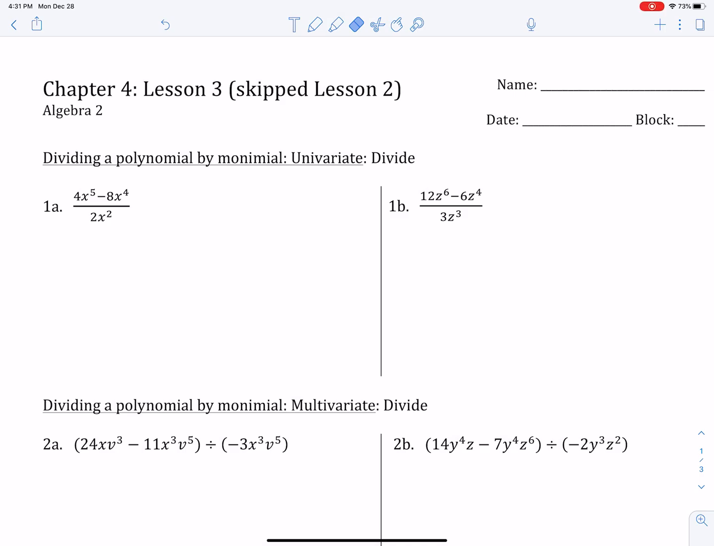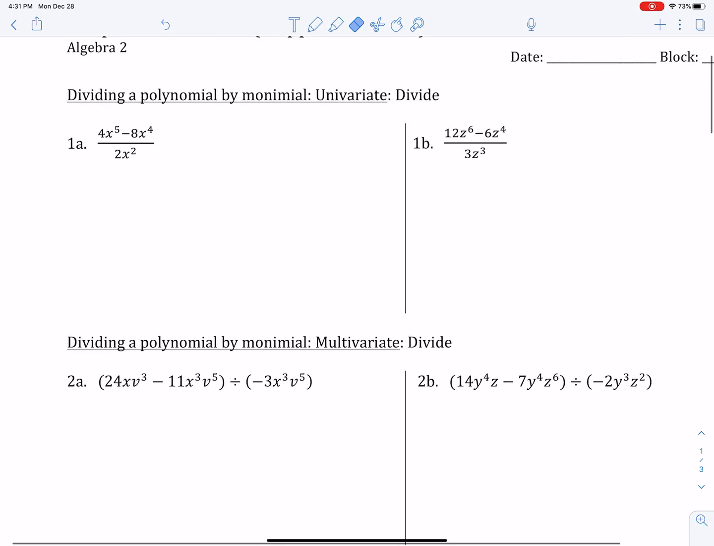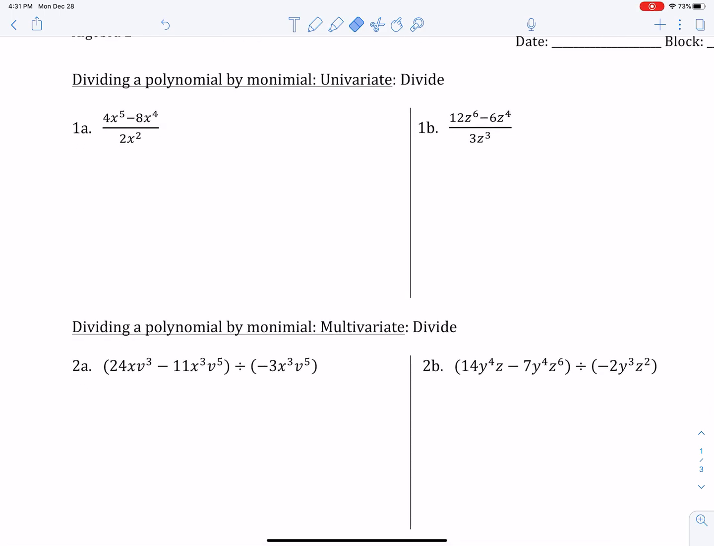Hi everyone, this is chapter 4, specifically 4.3, and we're going to be looking at dividing a polynomial by a monomial, and let's jump right into it. The first step is to break everything out with the denominator below it. So I'll have 4x to the 5th divided by 2x squared minus 8x to the 4th all over 2x squared. And then from there, we can divide as well as use the quotient rule.